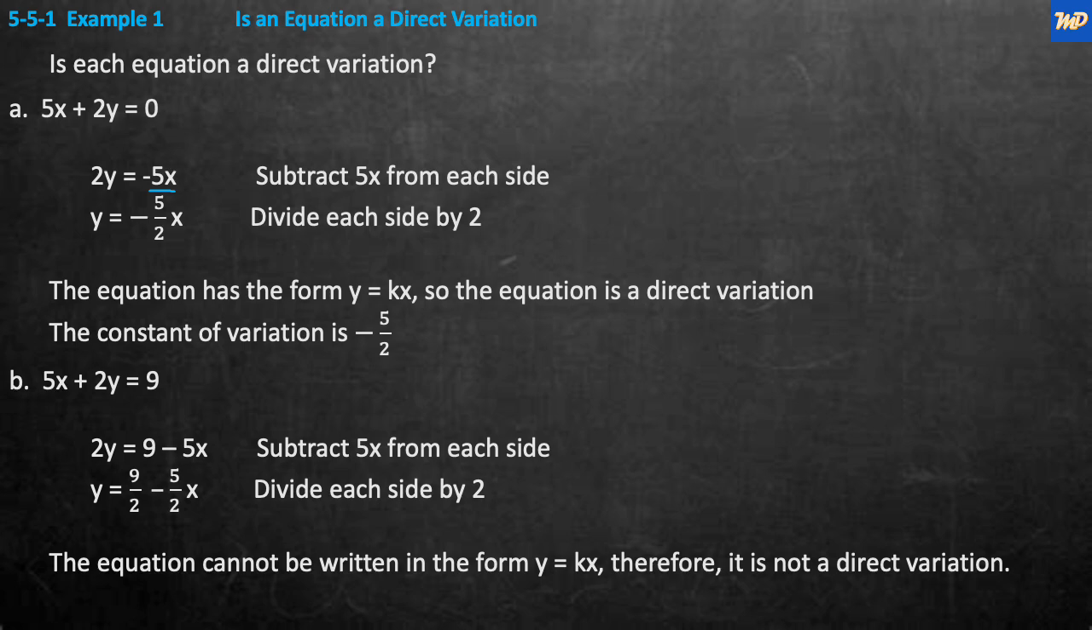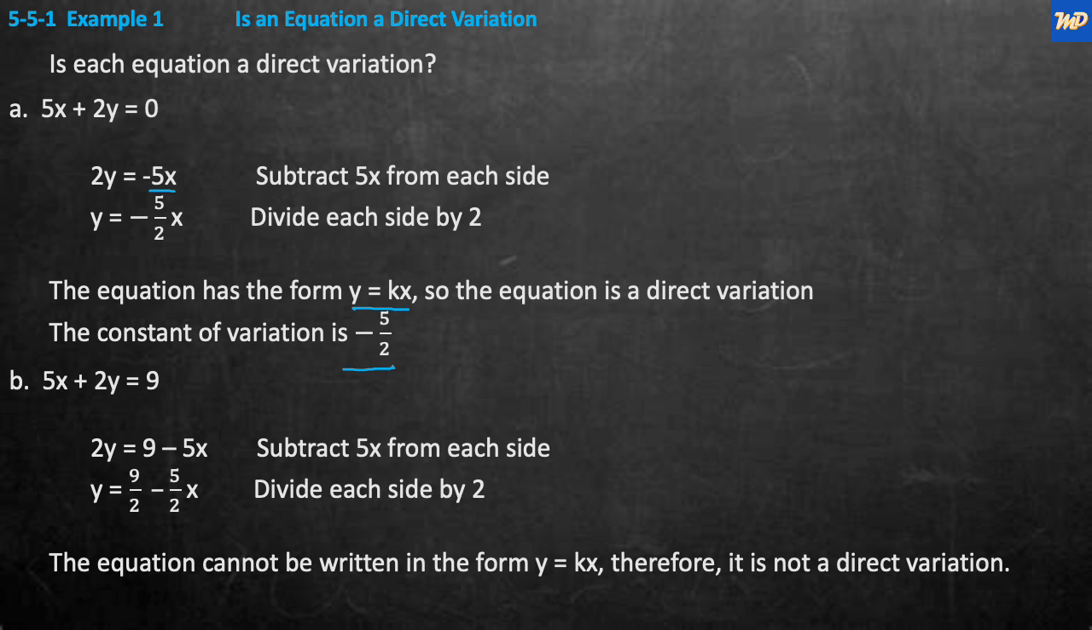Now I have to get the y by itself, which means we have to divide by 2 or multiply by the multiplicative inverse of 2 to get the y to stand by itself as y with a coefficient of 1. So when we do that, we're going to get y equals negative 5 divided by 2 times x. So the equation has the form y equals kx. And the k in this case is what? The constant of variation is negative 5 over 2.